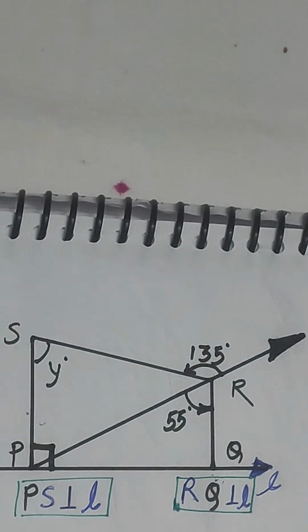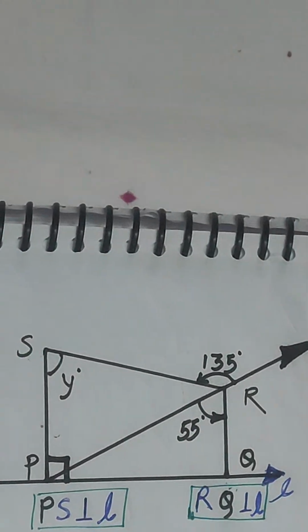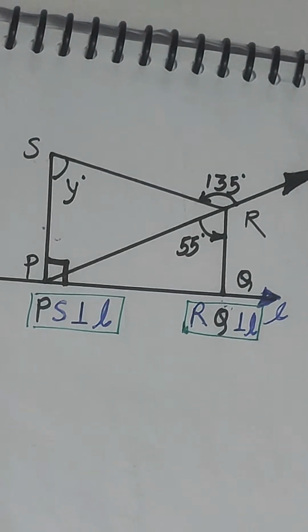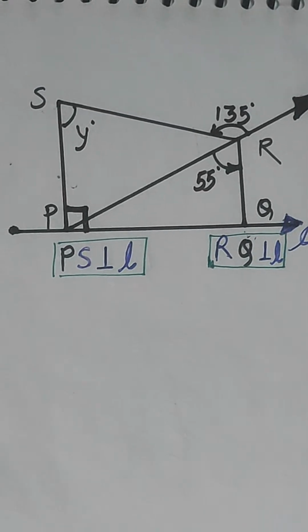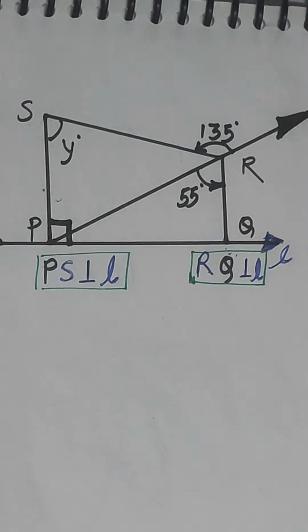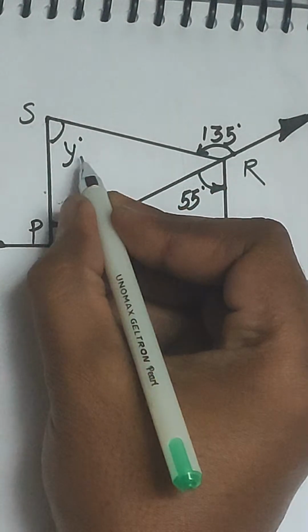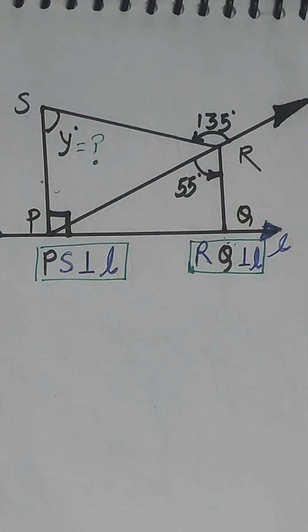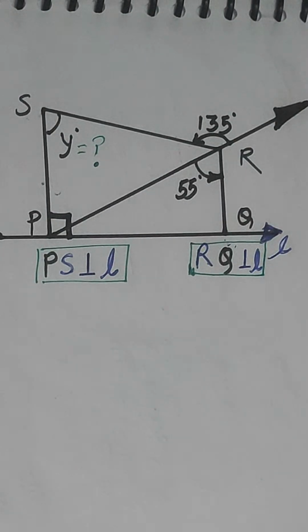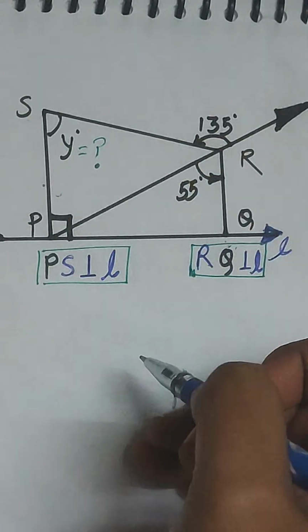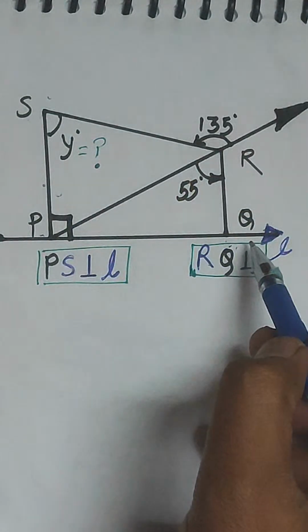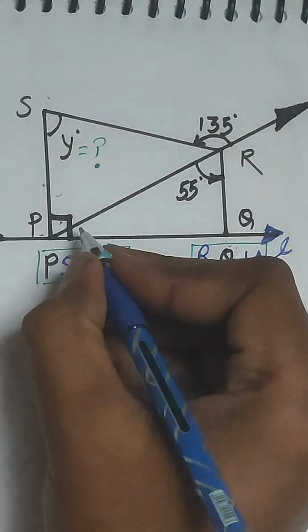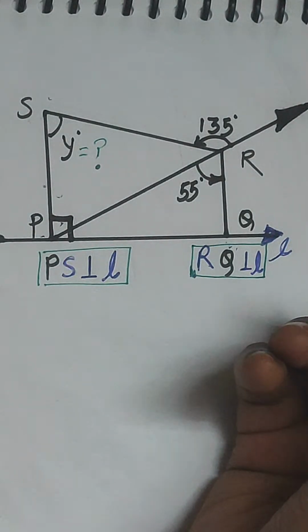So to calculate this angle Y, what we can do, you need to think, right? Here, since PS is perpendicular to this line L, this angle P is how much? Tell me. This angle will be 90 degree, isn't it?